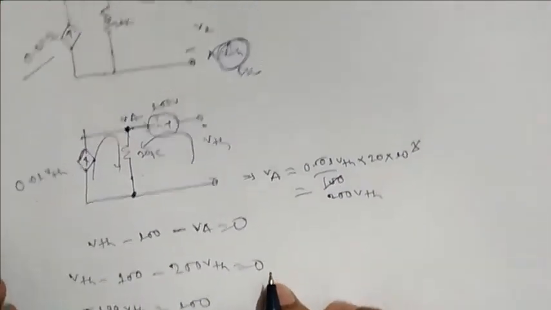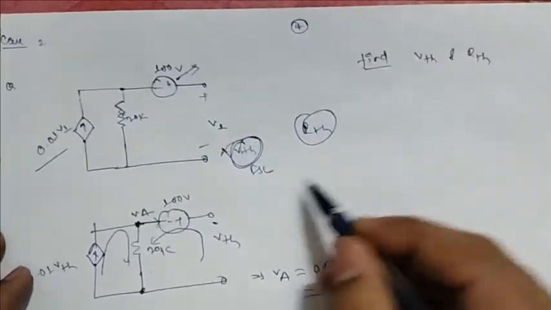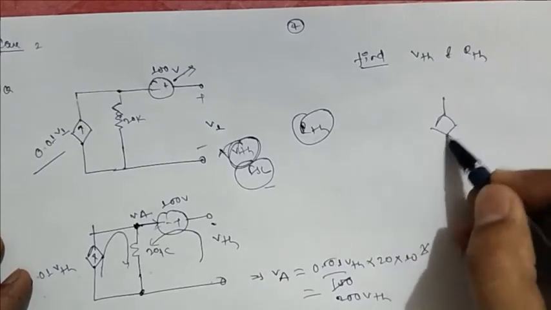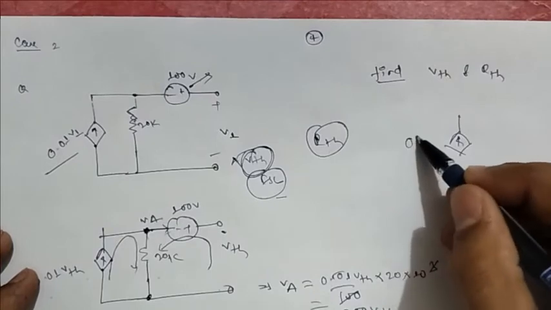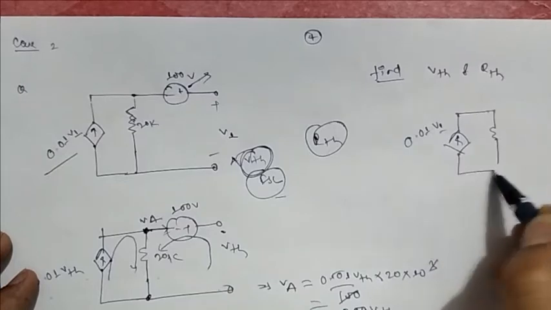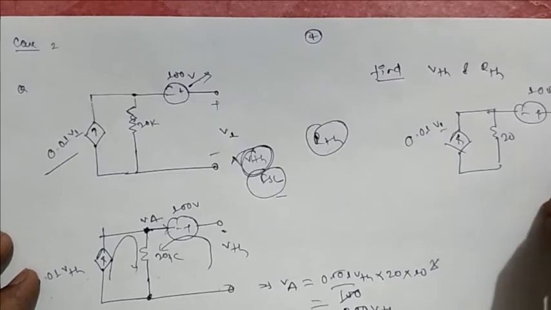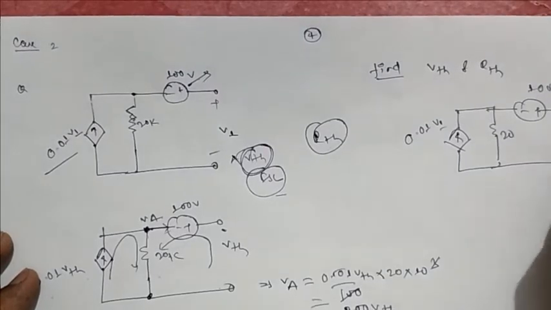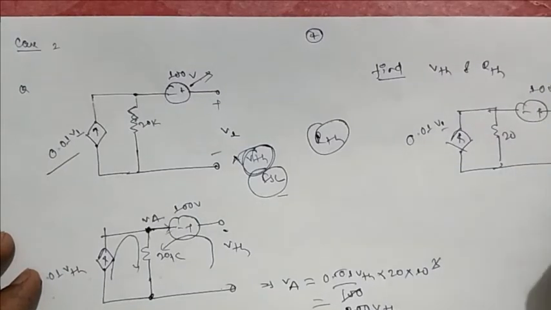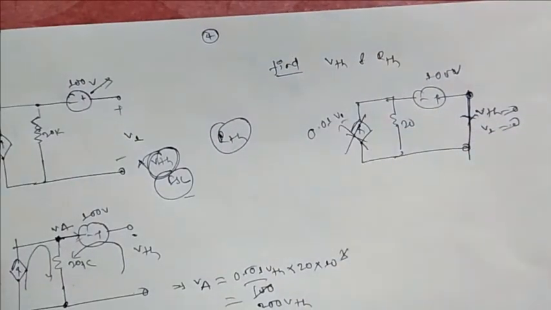Now for finding RThevenin, what are we going to do? We are going to find the ISC. Now I am again redrawing this circuit. This is our 0.01 V1. Now this is your 20k, this is 100 volt. Now I am short circuiting this one. If I short circuit this one, then VTH is equal to 0 or V1 equal to 0. When this V1 equal to 0, then this will blow up.